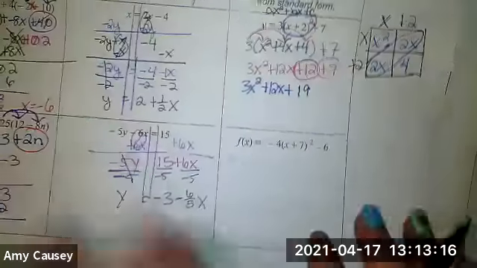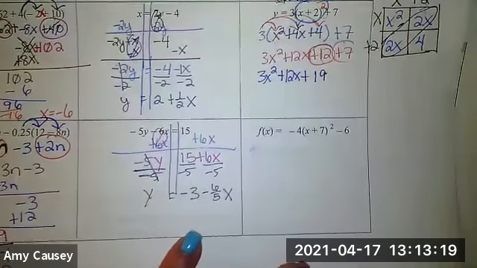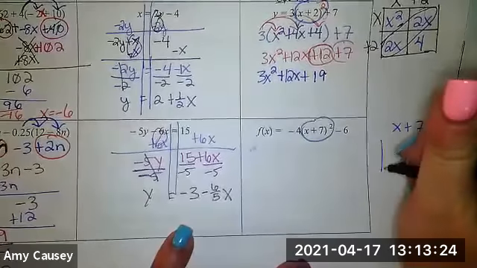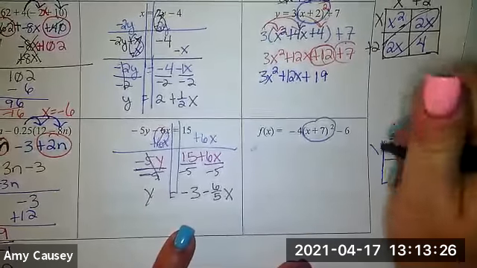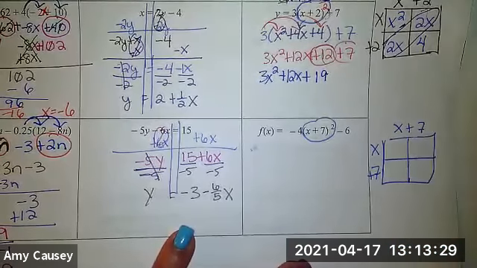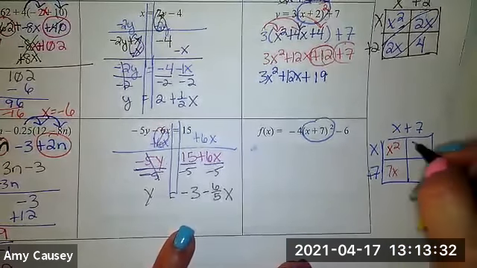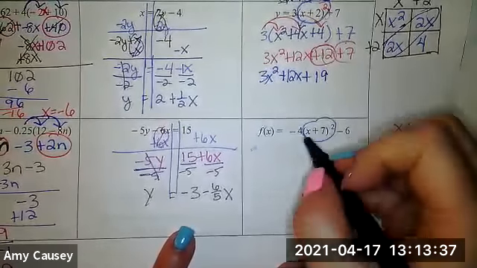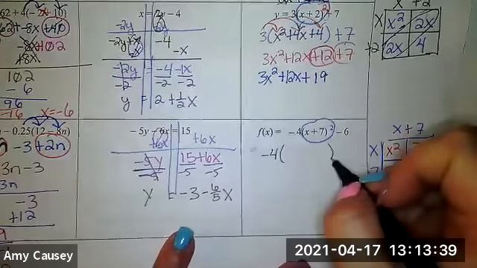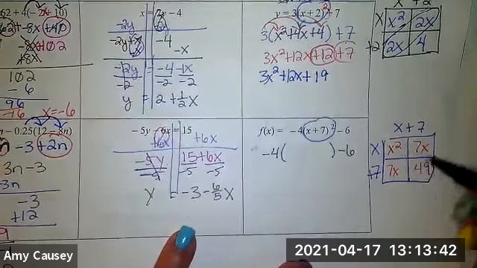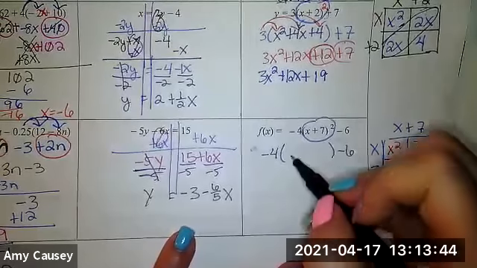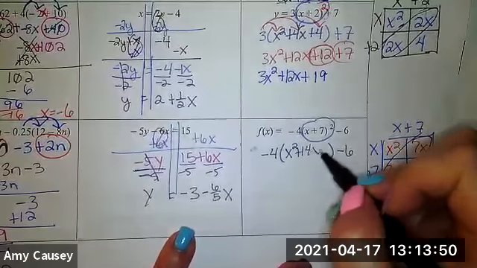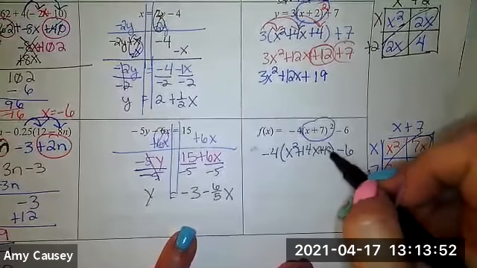5. On this one, we got to do our square first. So we're going to take this x plus 7 squared, and we're going to set up our box for multiplication, not a box for factoring. So I have x squared, 7x, and 49. Bring down your negative 4. Bring down your minus 6, and in parentheses, we're going to put what we got from our square. So we have x squared, 14x's, and a 49.